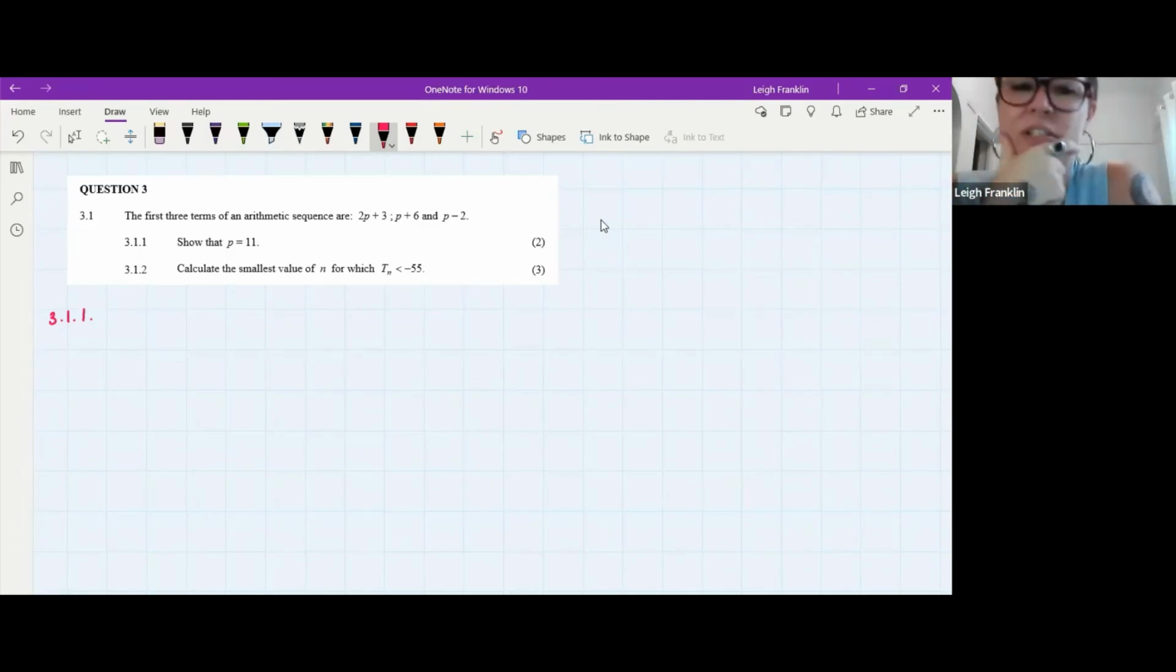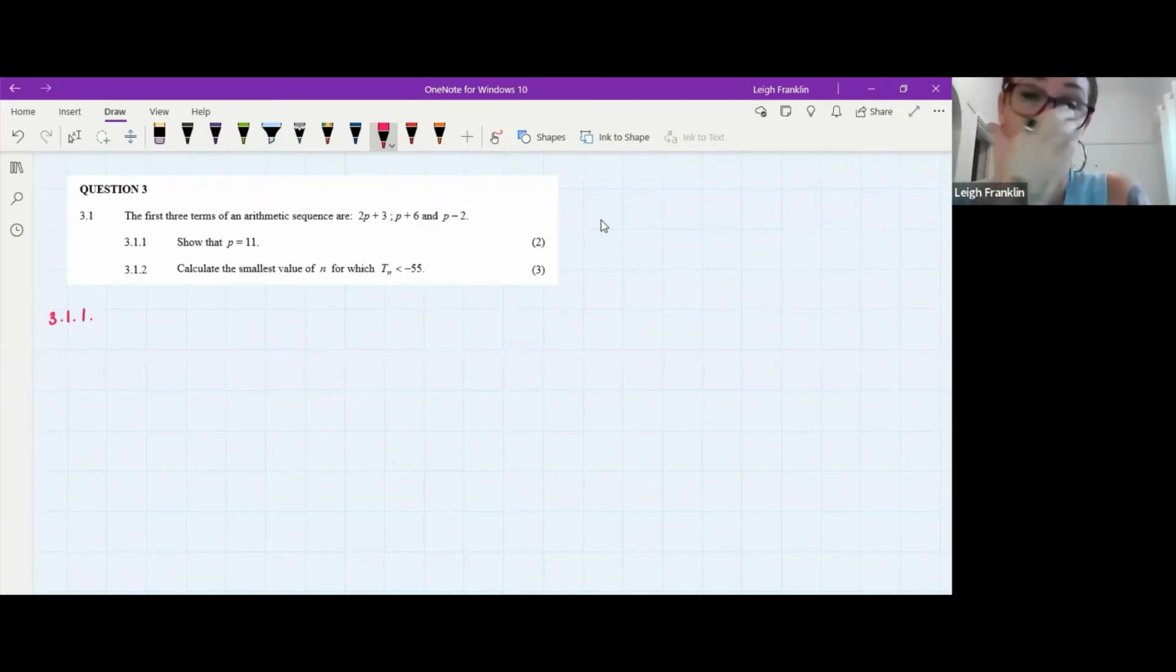Now, what did the rest of you think of Siatemba's idea? What do you think would happen if we subbed in the 11? Do you think that would be okay? What do the rest of you think? No, because that's what we're actually trying to find.